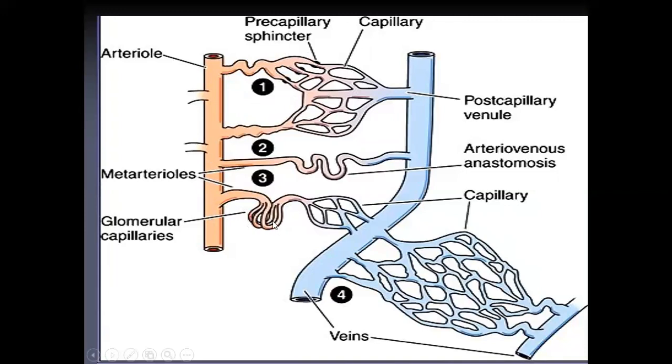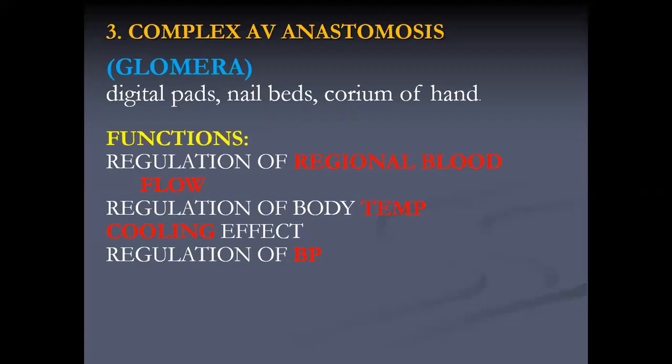Then you have glomera. In this, you see a glomerular structure, S-shaped. The arteriole is in the form of sinuses. Sinus means S-shaped. These vessels are called sinuses and possess a more complicated structure. They are seen in the digits of your fingers, the digit pads, corium of hands, and nail bed. So complex AV anastomosis, also known as glomera, are seen in the digit pads, nail beds, and corium of hands.